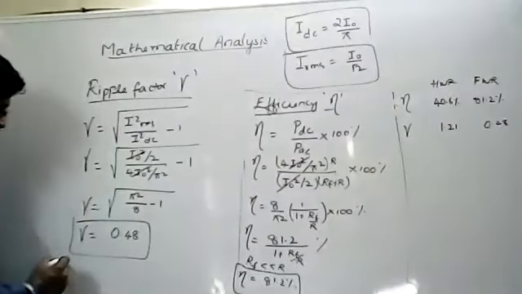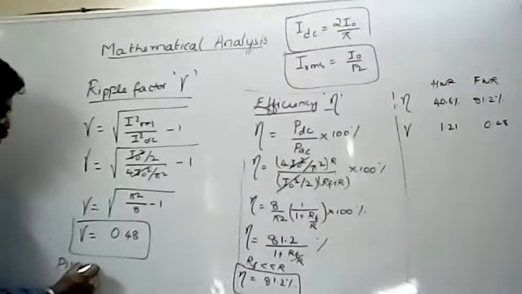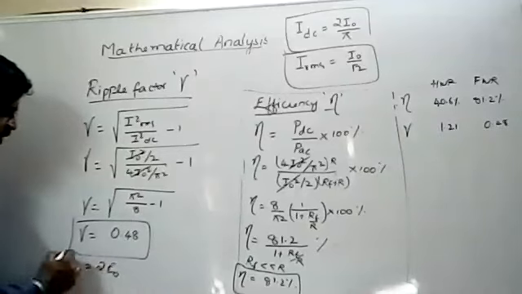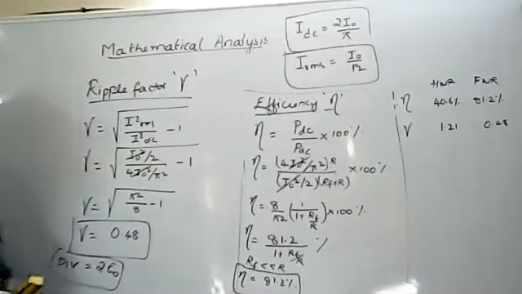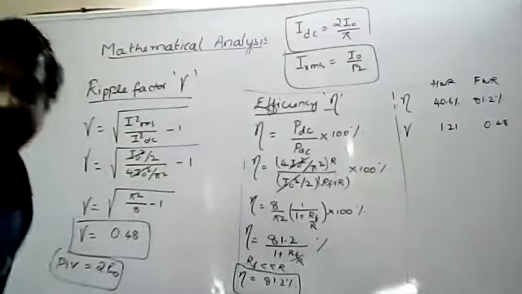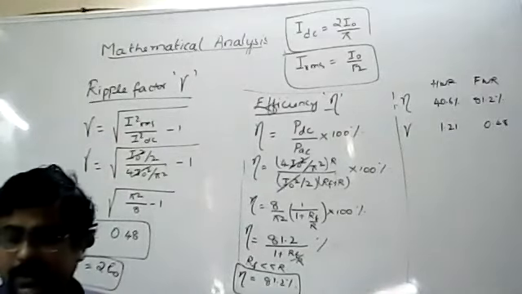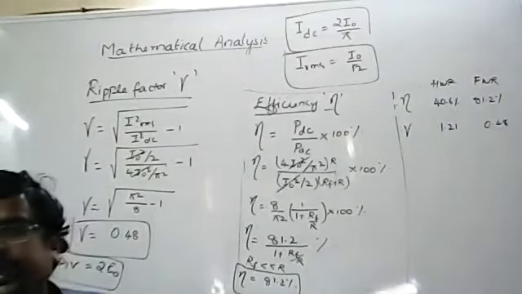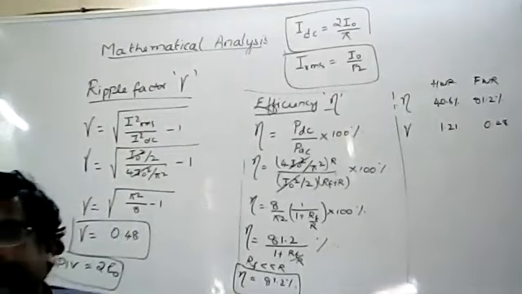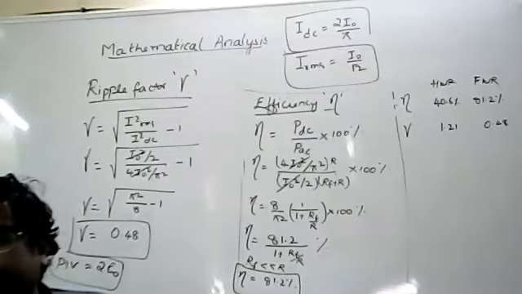Followed? And peak inverse voltage. One more is there, peak inverse voltage. Since 2 diodes are there, 2 into E naught. For one diode it is E naught, 2 diodes are there, E naught plus E naught, that is 2 E naught. So I hope everyone has understood.